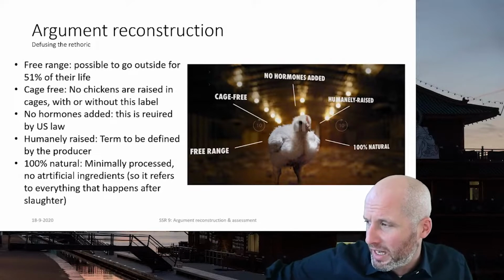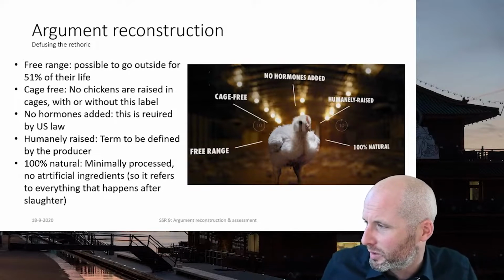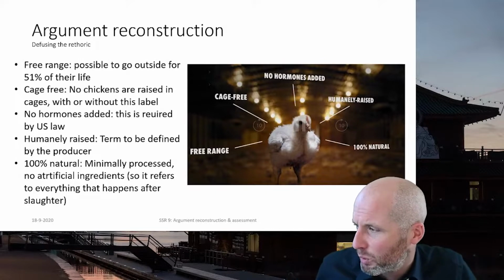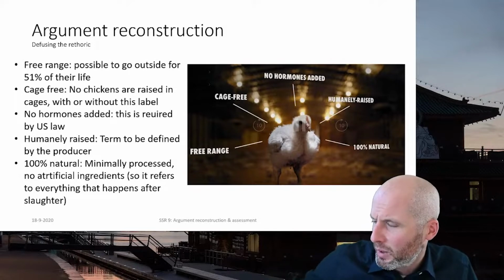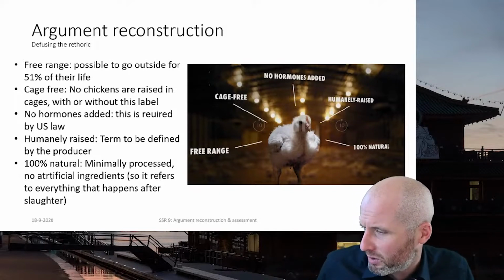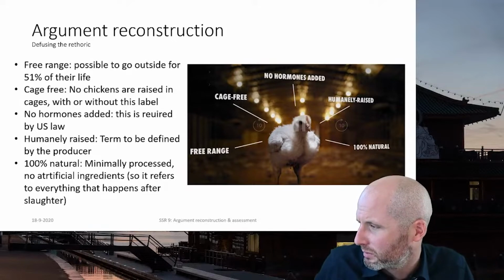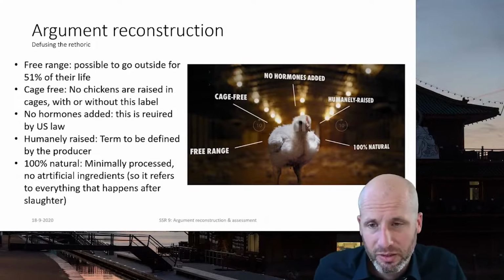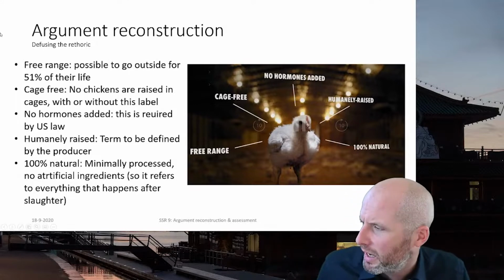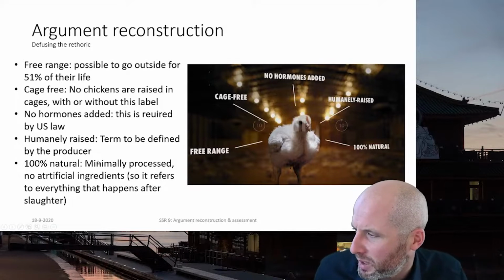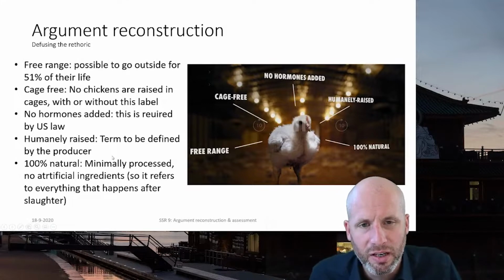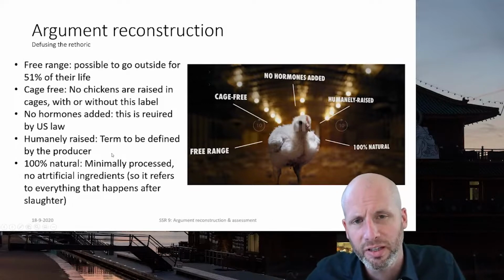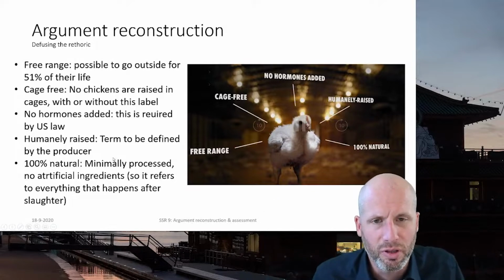So you could put it on the label, but it doesn't have any meaningful interpretation when you're trying to decide what to eat. No hormones added, to which the same applies. It's required by US law, sorry for the typo, to put no hormones in chickens. So the fact that you say it doesn't differentiate between this chicken and any other chicken. Humanely raised, that's a term that you can define as a producer of chicken. And 100% natural means that it's minimally processed. And 100% natural only applies to what happens to the chicken after it's dead, right? So how it's been processed in the factory, that you could call natural or not.